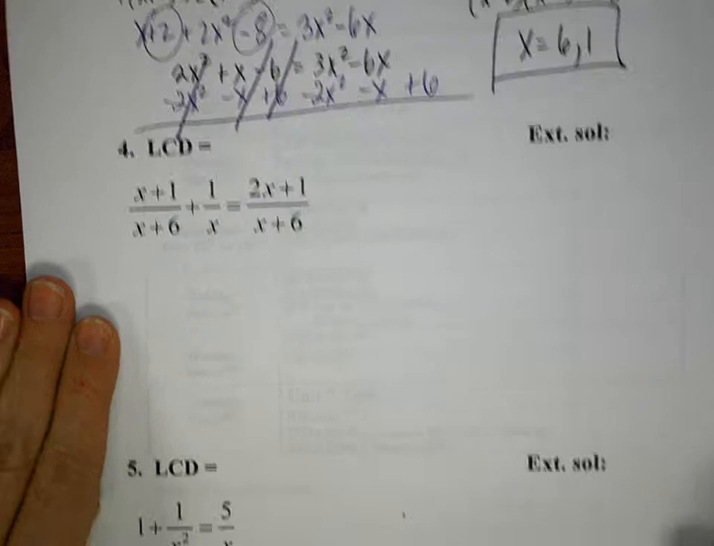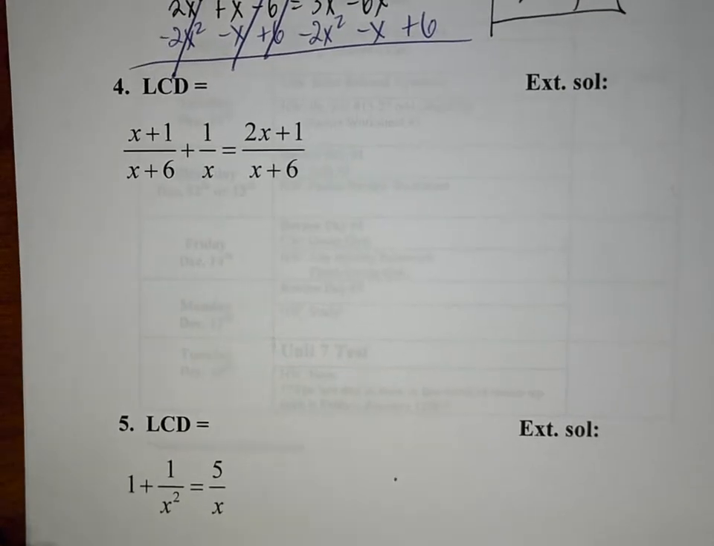Okay. Example 4. Okay, for a popsicle stick, who can tell me what my LCD is on this one? She's not here. Kayleen is not here, right? Oh, you are. I can't see you. Okay, what is my LCD, Kayleen?